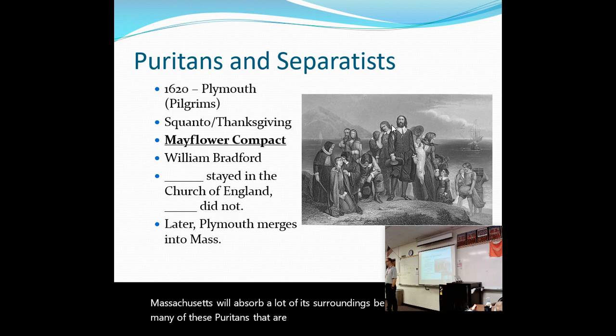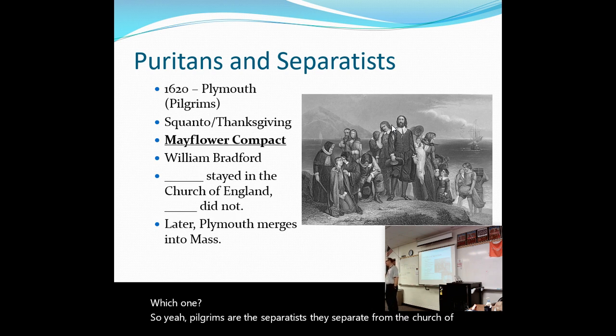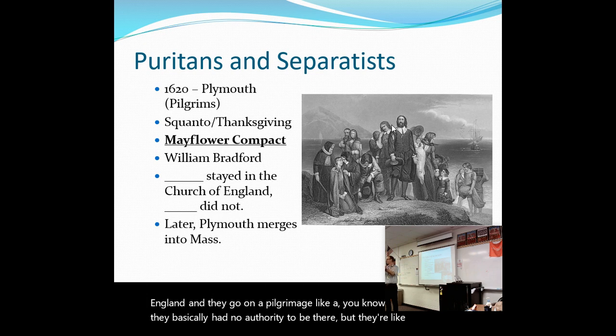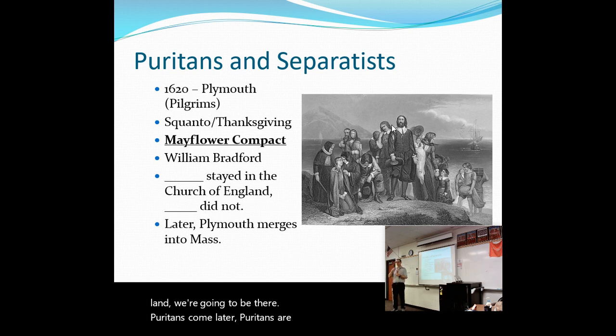Emily, wait, so the Puritans are, which one created Plymouth? Pilgrims. So that was the separatists? Yeah, Pilgrims are the separatists. They separate from the Church of England and they go on a pilgrimage, like a holy trip. And they basically had no authority to be there, but they're like, hey, new land, we're going to be there. So there were no Puritans in. Puritans come later. Puritans are going to come by the tens of thousands. You'll see, and that's where I'm starting tomorrow.